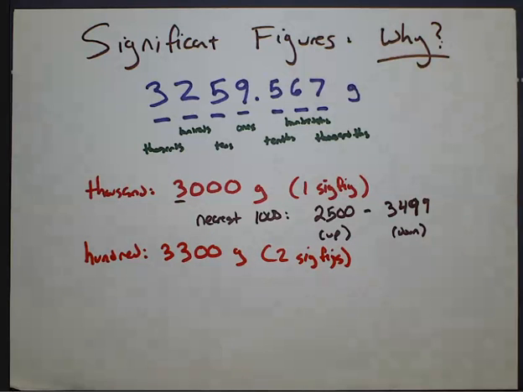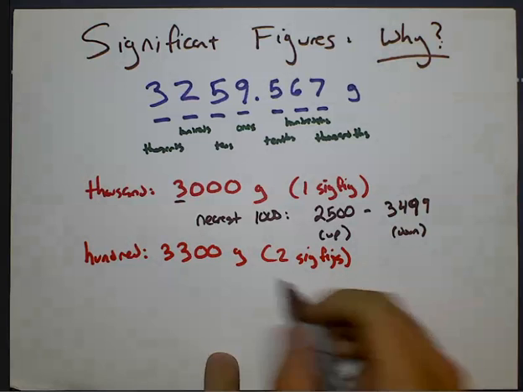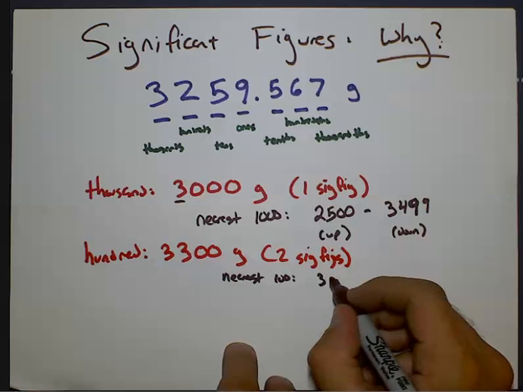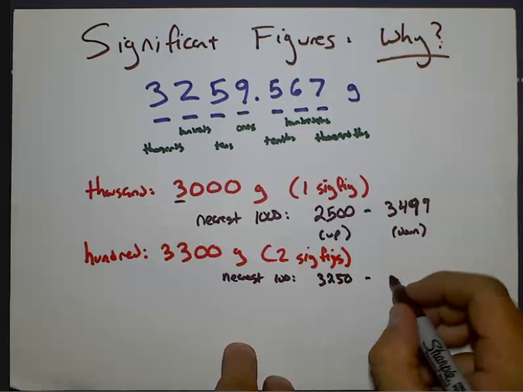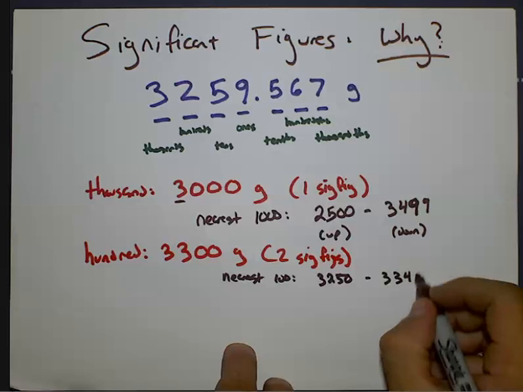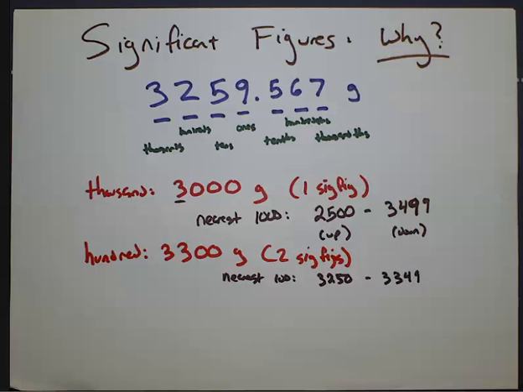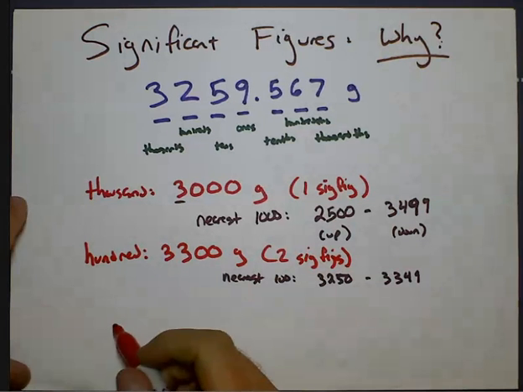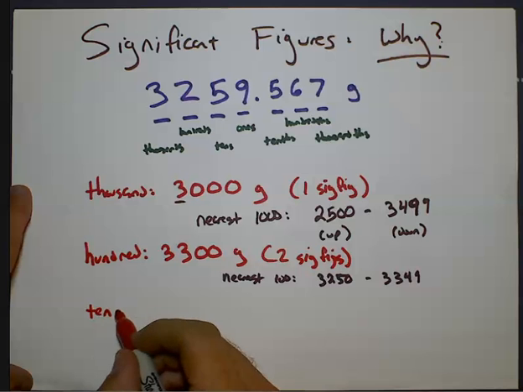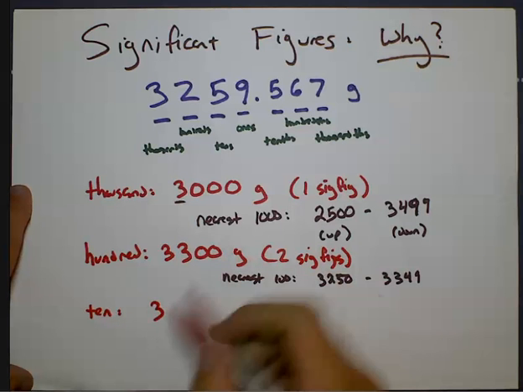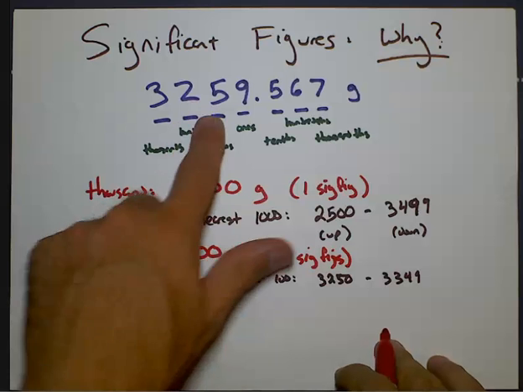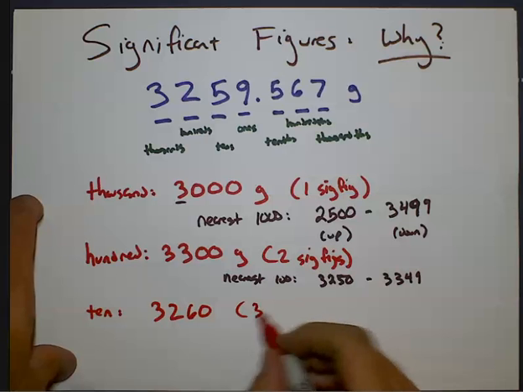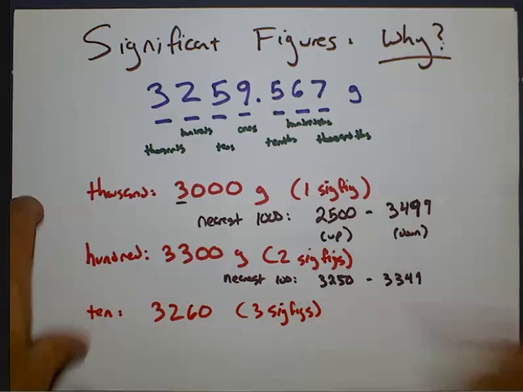Now, rounding to the nearest 100, we have a little bit smaller of a range. We know we're in the range from 3,250 all the way up to 3,349. You see it's a range of about 100. If we round to the nearest 10, we would keep the 32, that's going to stay the same, and then we have to figure out 59. Well, 59 is going to round to 60. And here we have 3 sig figs, and so on.